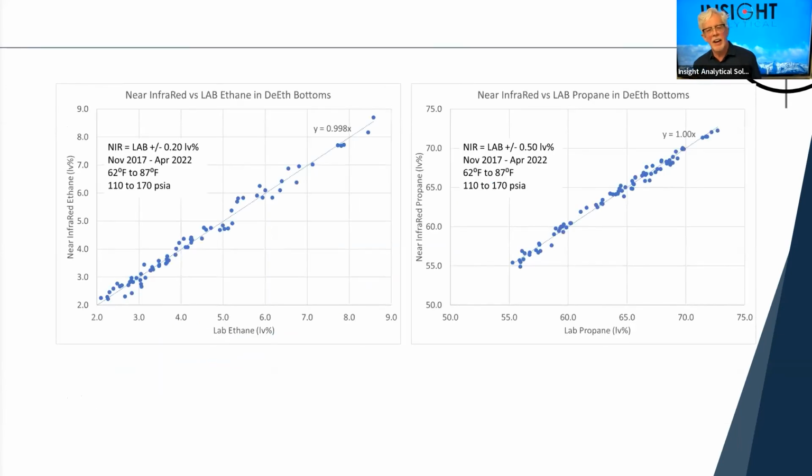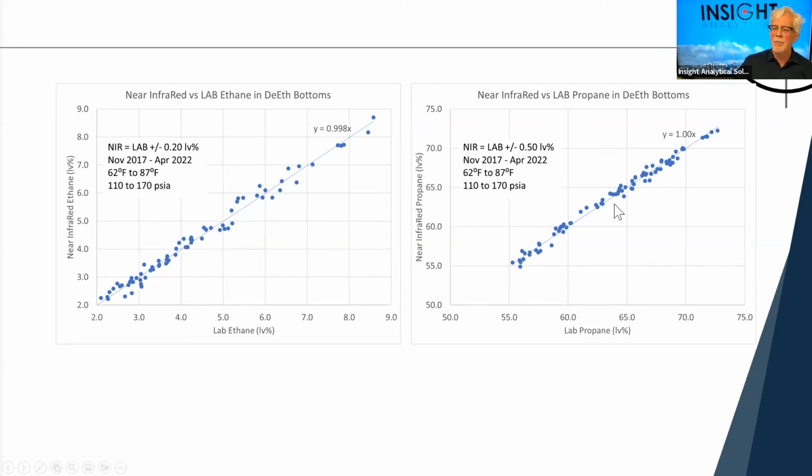On things like deethanizers, again, the x-axis is usually lab results, and the y-axis is the JP3 analyzer results. We're looking at measuring ethane in a deethanizer bottom from between 2 and 8% ethane. Excellent correlation, excellent agreement across a wide range of process conditions, 110 to 170 PSI absolute. This is data ranging over several years.